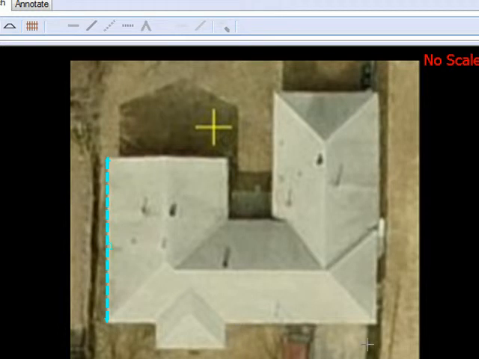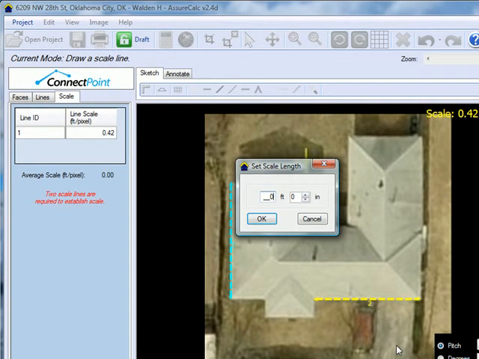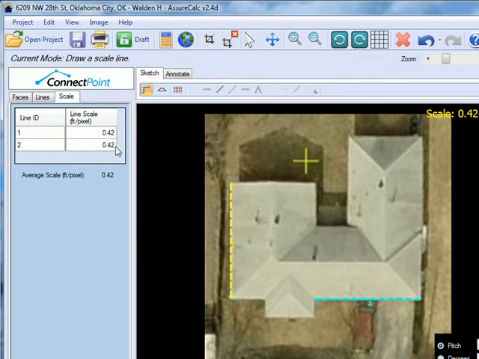This length right here is 37 feet even. We're going to click and put our point right on the corner. Drag it, get it right on the outside corner. Click. 37 feet. OK. And notice that our 2 measurements do agree, so we have taken good measurements.